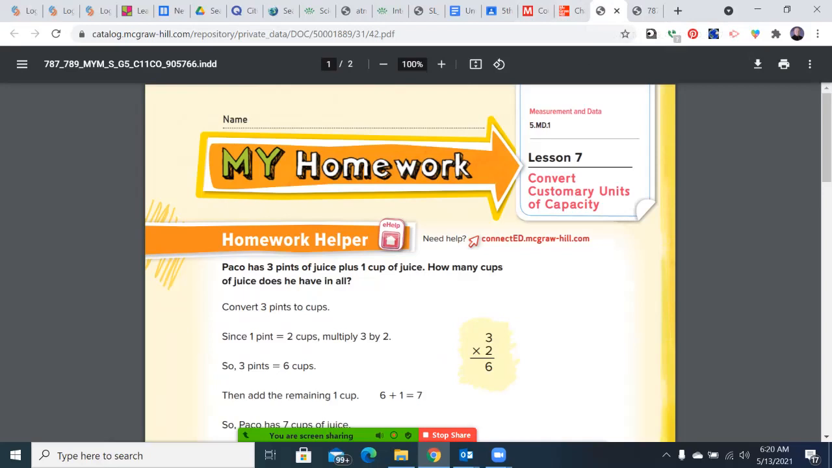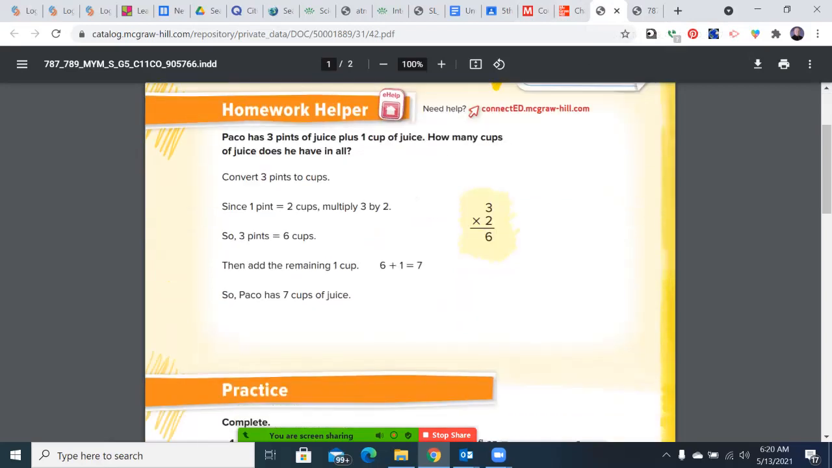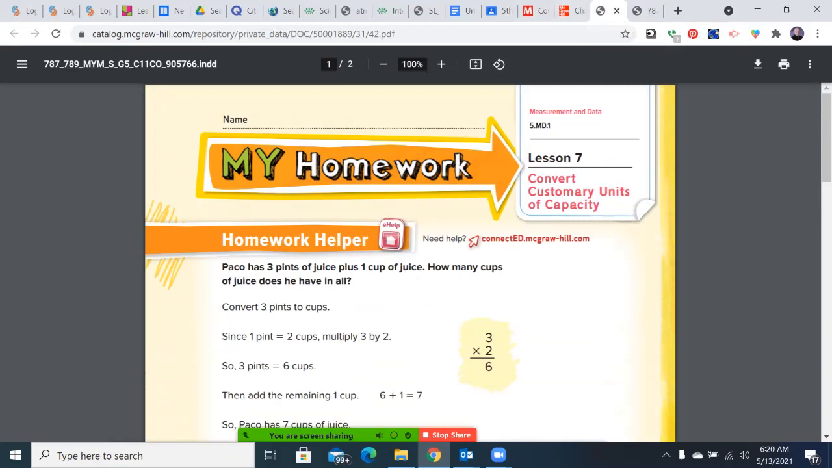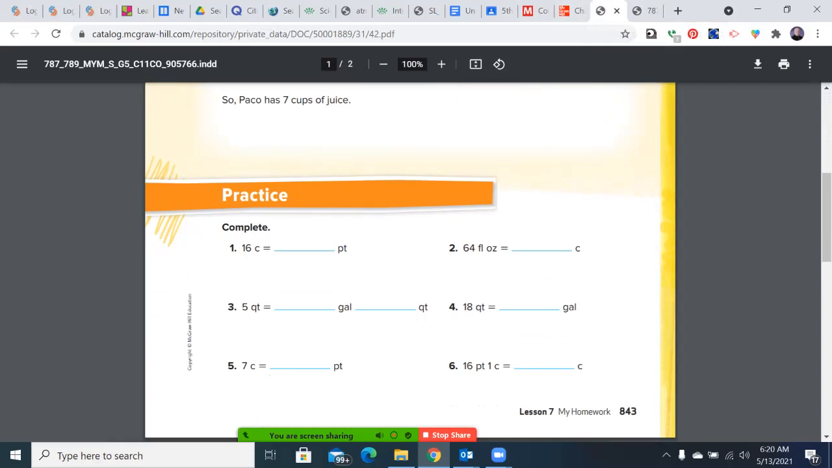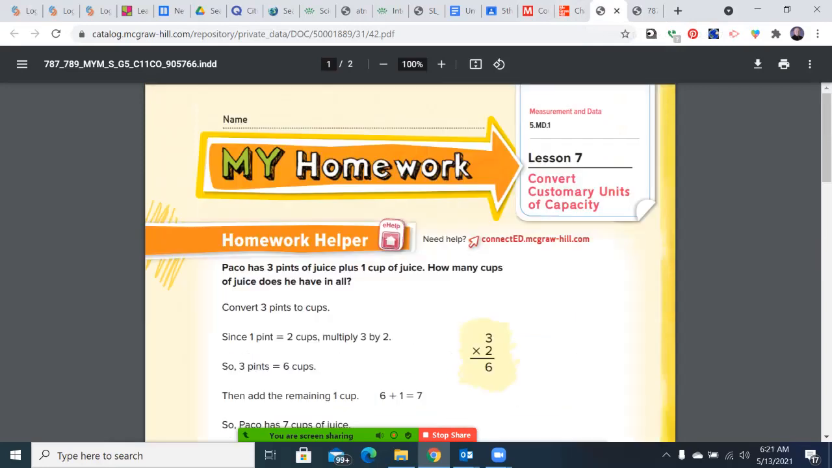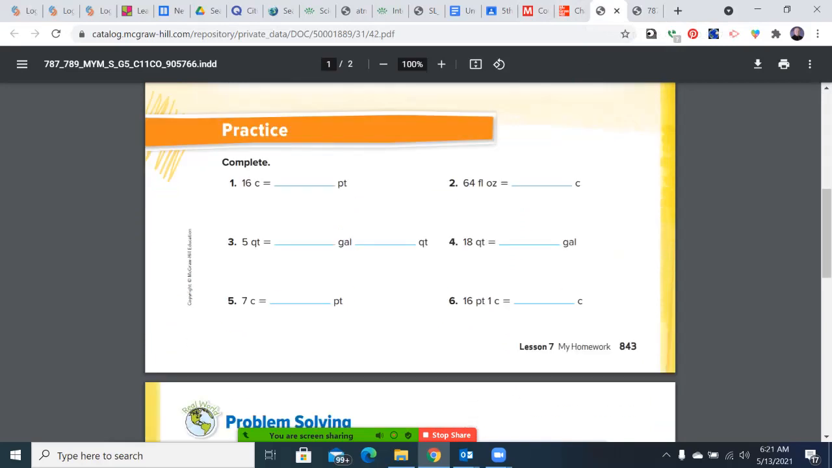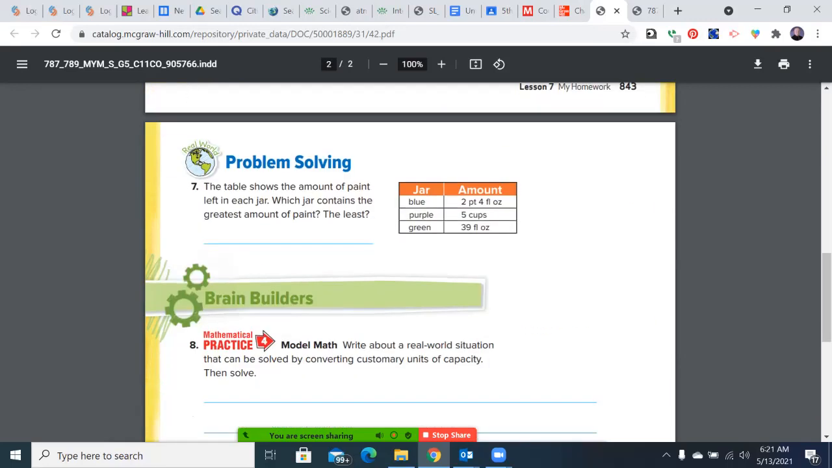So let's look at a sneak peek of what the assignment will look like tonight when we get done with the lesson. We're going to be doing something similar with converting customary units of capacity, and this will be very similar. You're going to see that we use abbreviations now, cup to pint, ounces to cups. Remember I said a cup is 8 fluid ounces. Notice it's not just ounces, it's fluid ounces. Then we have quarts to gallons and quarts. So it's going to be very similar to what we did in our previous session.